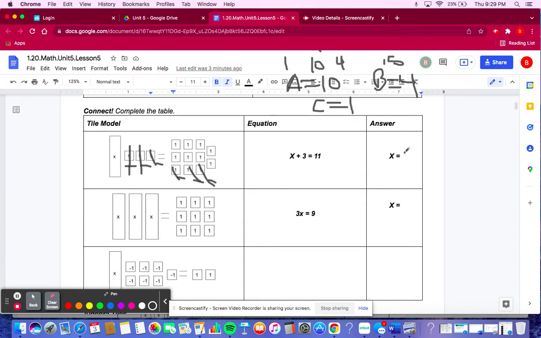So I see there's 8. So your answer should be 8. And just to check, I replaced x with 8. 8 plus 3 is 11.